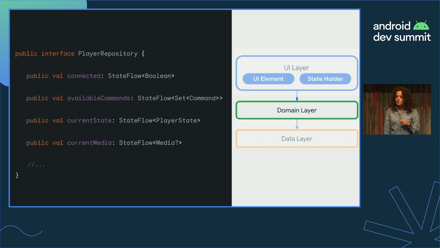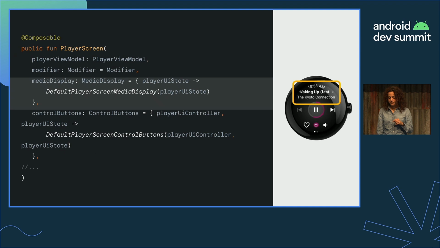Finally, the player repository models a player. Note that in the Media Toolkit, we have an implementation using Media3. So now that we looked at how the data flows through the layers, let's go back to the player screen.